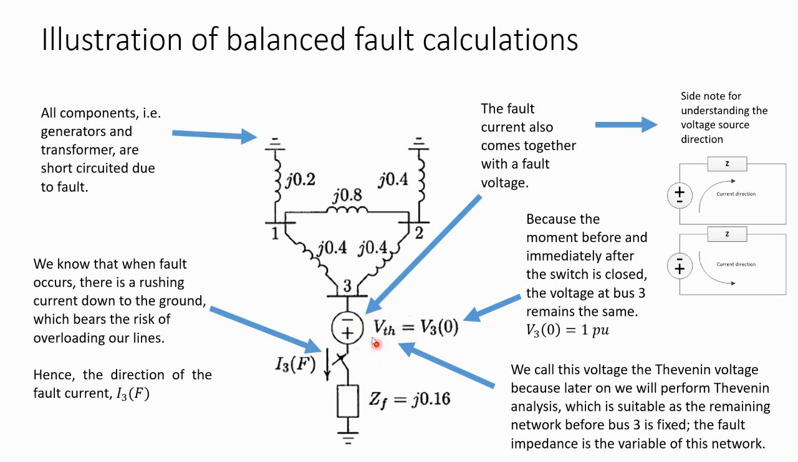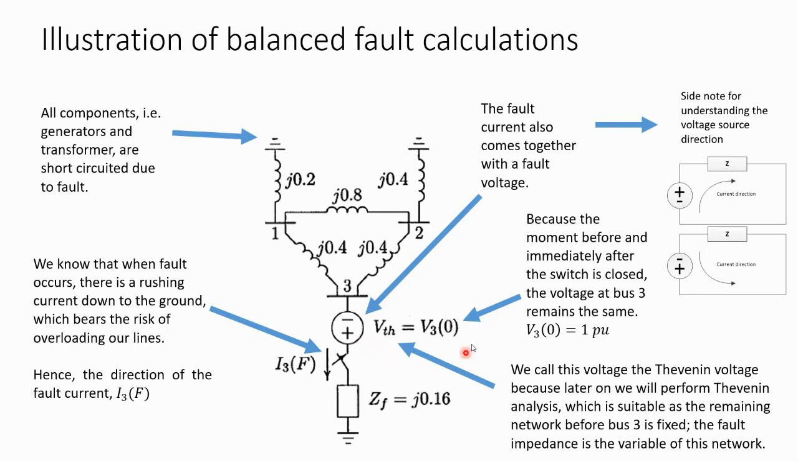The direction of the voltage source is arranged in such a manner because we are assuming that the fault current is flowing from bus 3 to the ground. To understand this manner of arranging our voltage source, we can refer to this simple analogy. When we define that the current is flowing in this direction, then the positive is at the top like this. And when we switch the direction of the current, then we also have to switch the polarity of the voltage source. This arrangement is similar to this one.